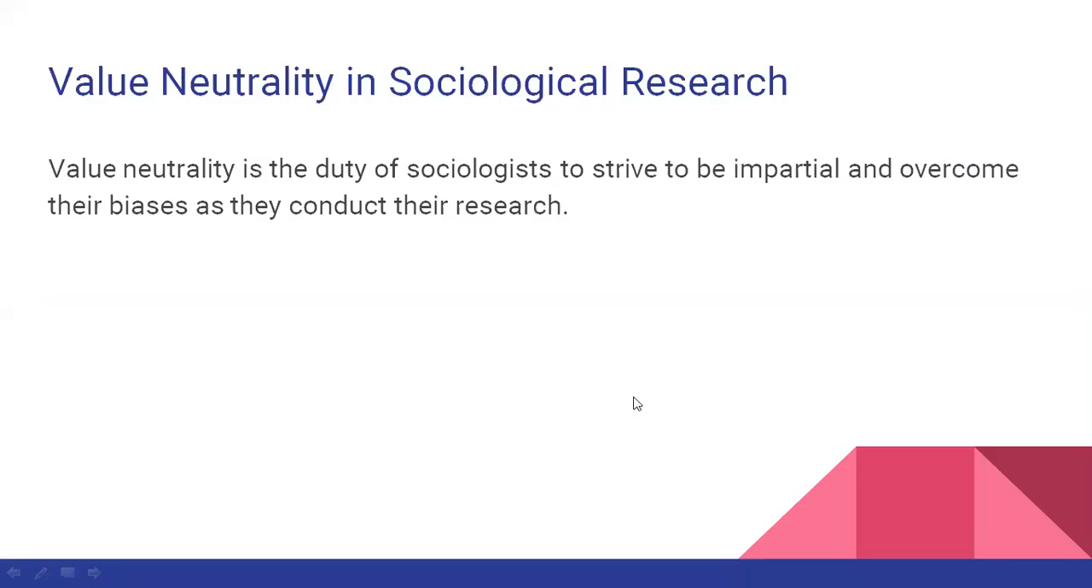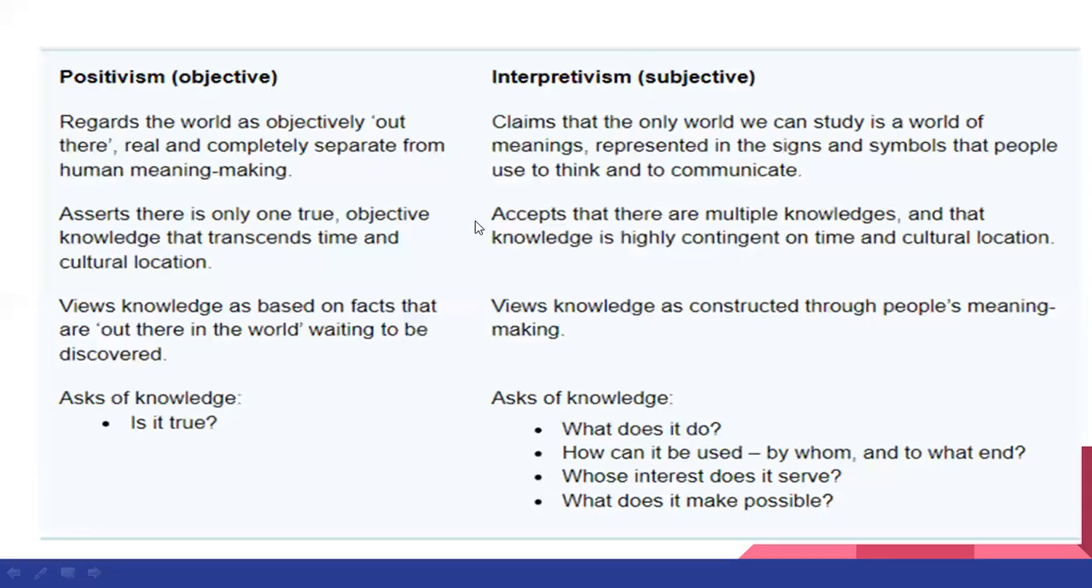One more term is associated with this, that is value neutrality. This is more related to sociological science research. So that's why the term value neutrality in sociological research. Value neutrality is the duty of sociologists to strive to be impartial and overcome their biases as they conduct their research.